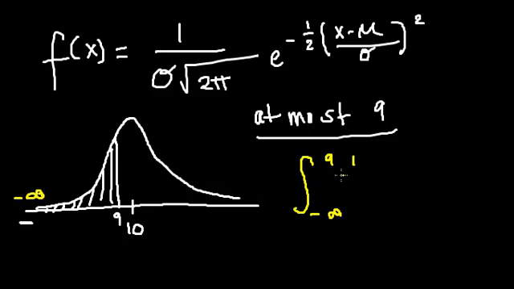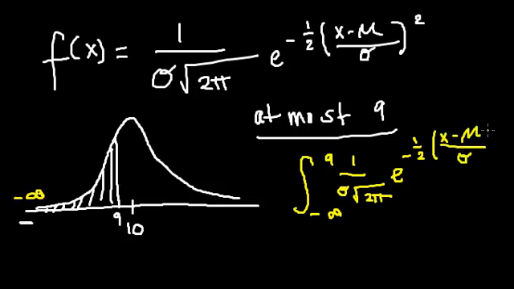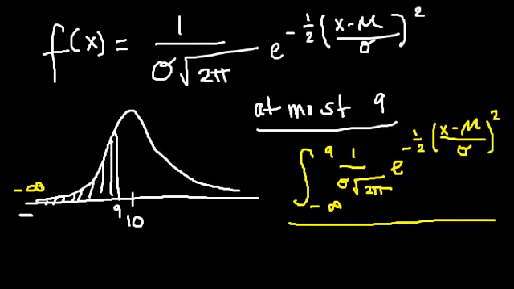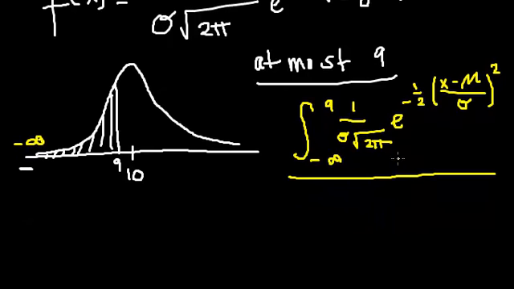So let me just write it down here. E raised to minus 1/2 of (x minus mu over sigma) squared. This thing is really hard to evaluate. We can try to evaluate it, but the problem is evaluating this requires a lot of intense mathematics. So what we do is we try to change this thing into what we call the cumulative distribution function.